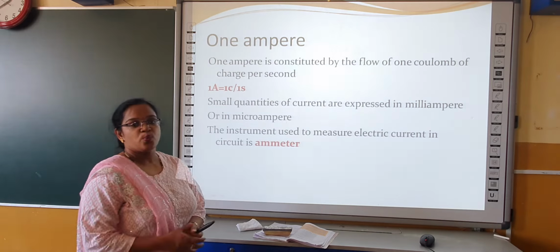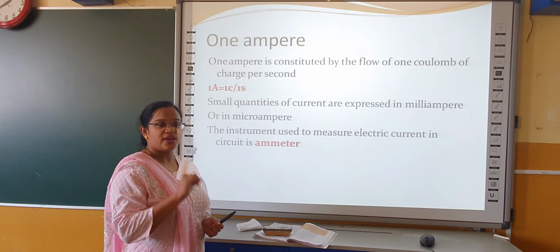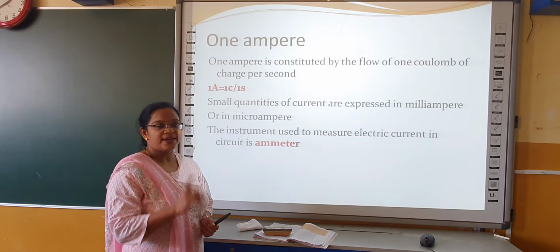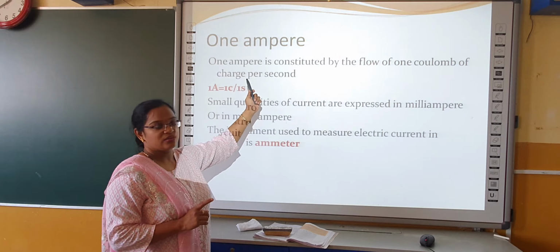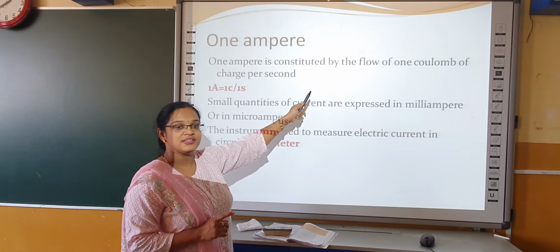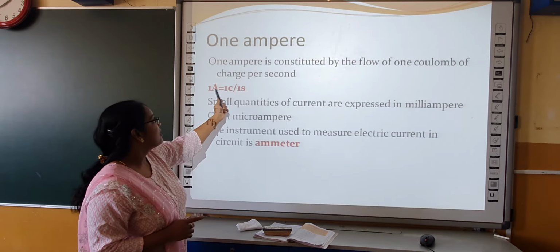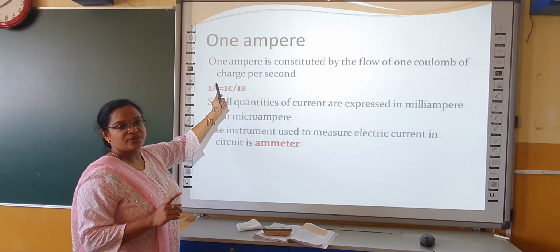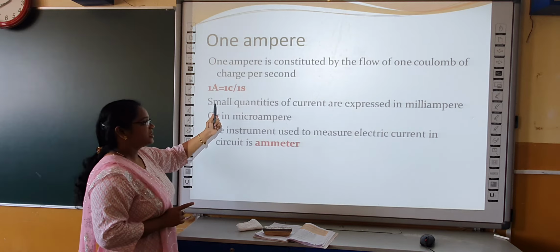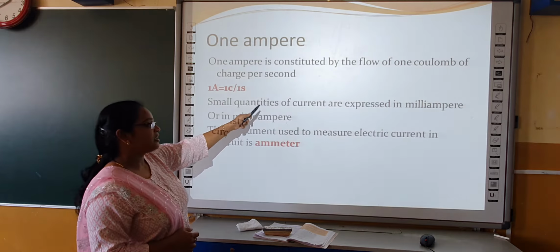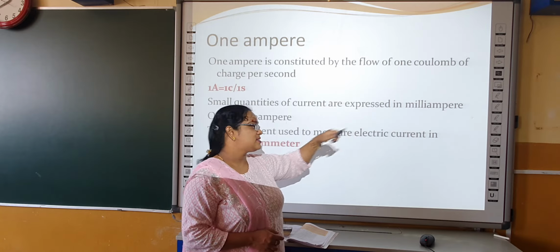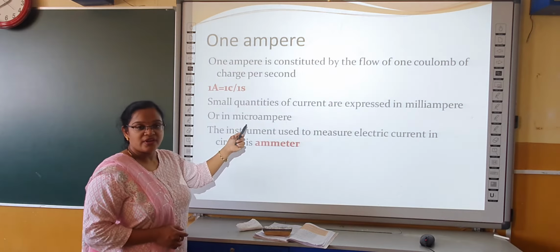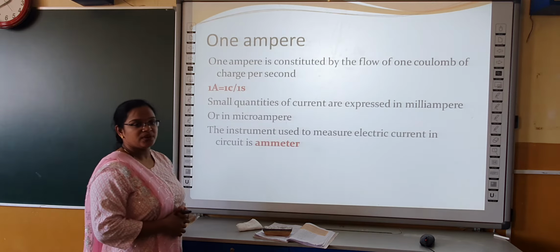So what do you mean by 1 ampere? When we call it a current of 1 ampere, 1 ampere is constituted by the flow of 1 coulomb of charge per 1 second. If 1 coulomb of charge flows for 1 second, then we call it 1 ampere of current. Small quantities of current are also expressed in milliampere, that means 10 to the power of -3, and then microampere, 10 to the power of -6, will also be used.